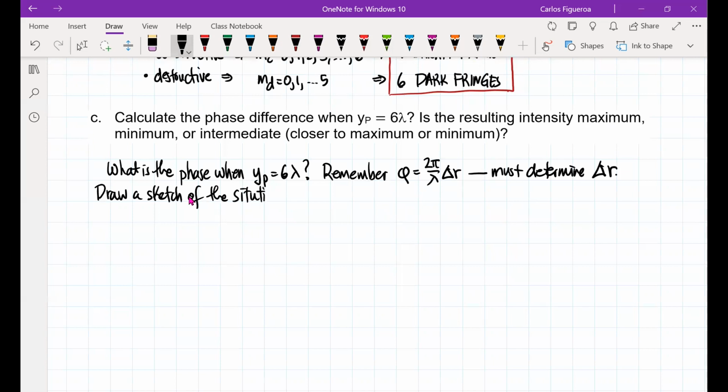Oops. I think I'm spelling this right. That is not right.